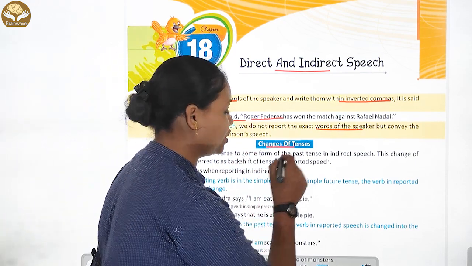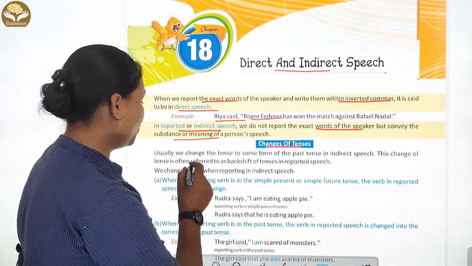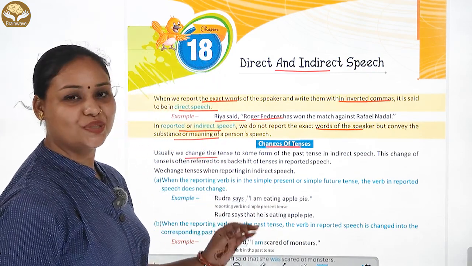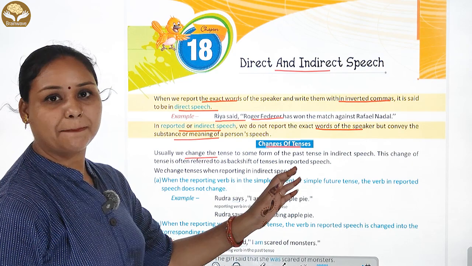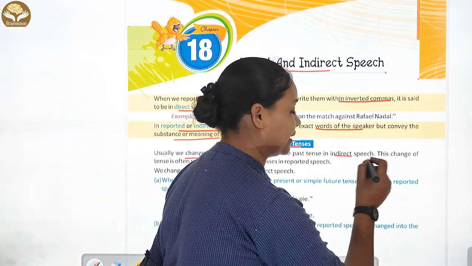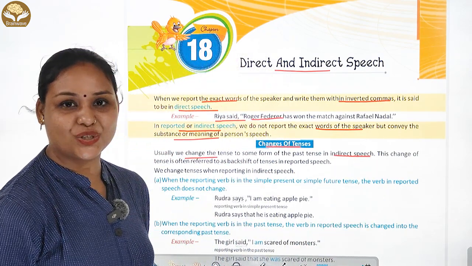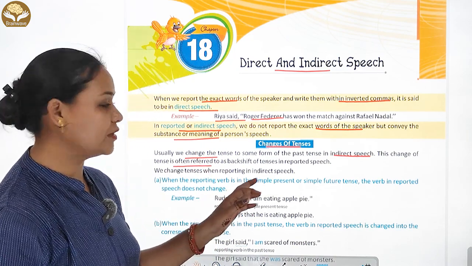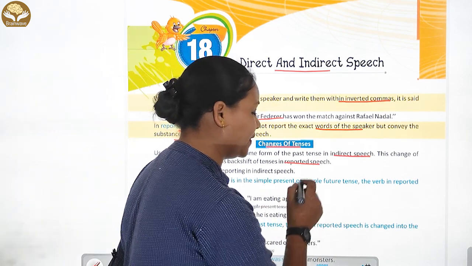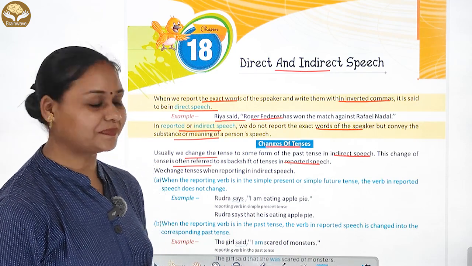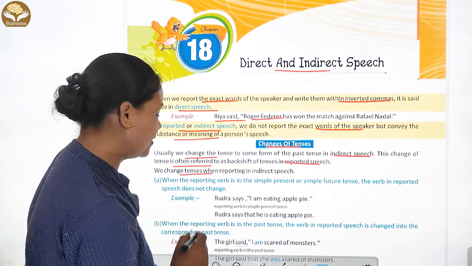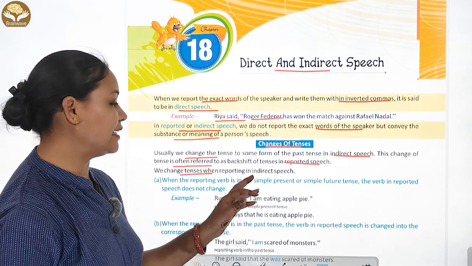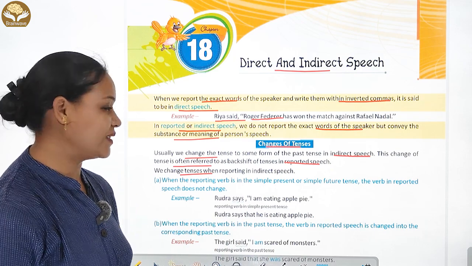चलिए, यहाँ पर है changes of tenses. Usually we change the tense to some form of the past tense in indirect speech. This change of tense is often referred to as the backshift of tense in reported speech. चलिए, when we change tenses when reporting in the indirect speech.